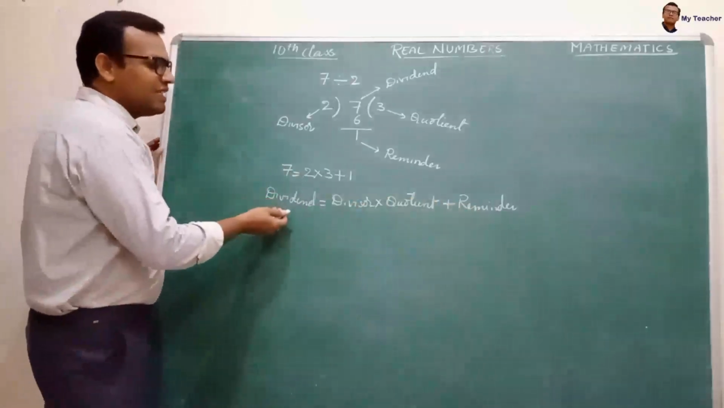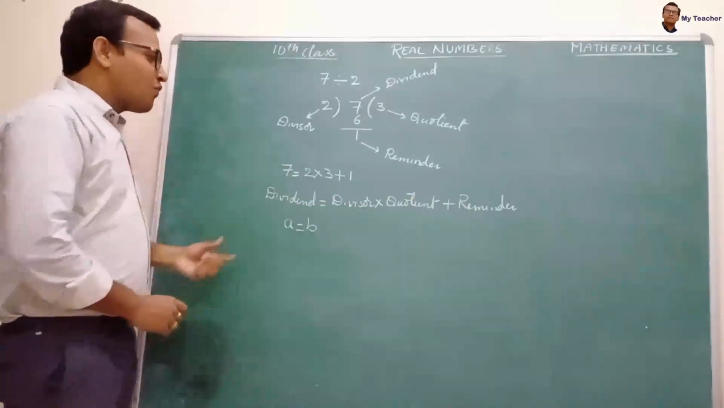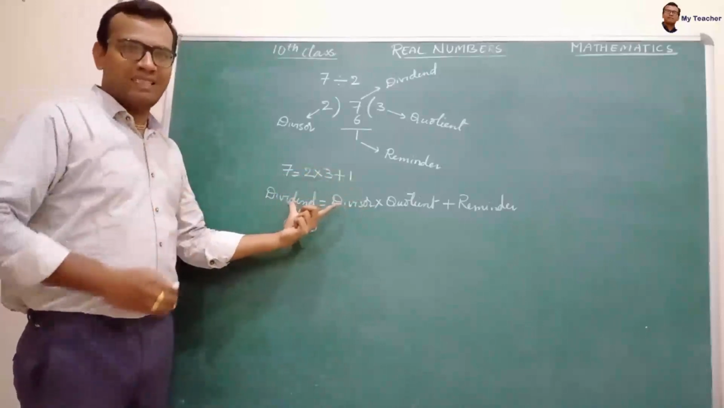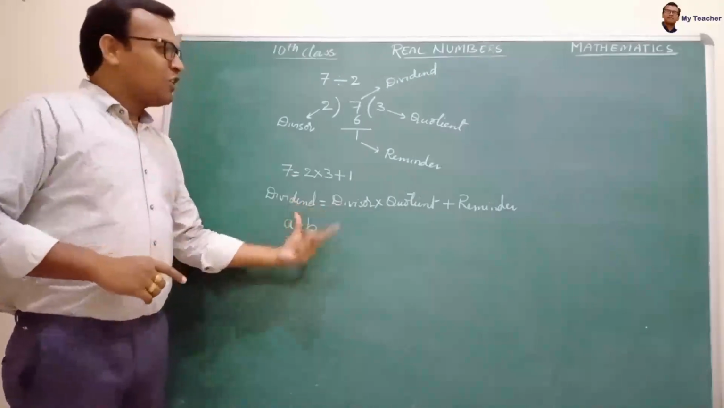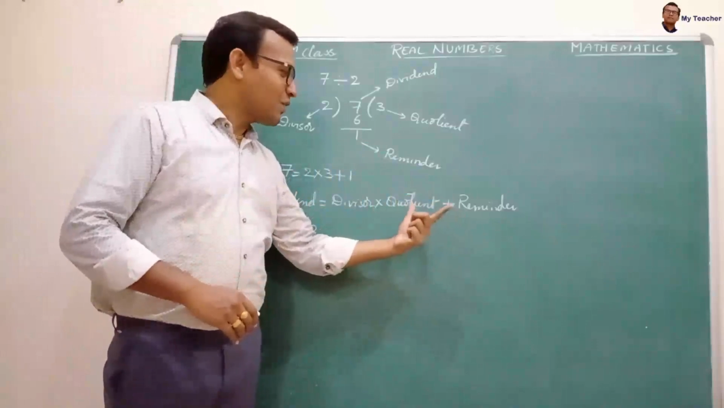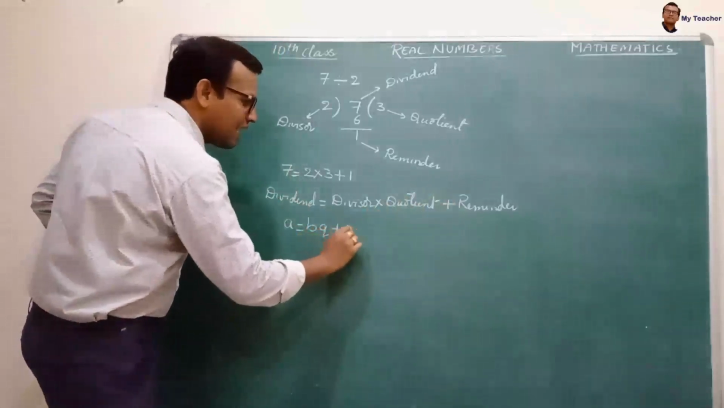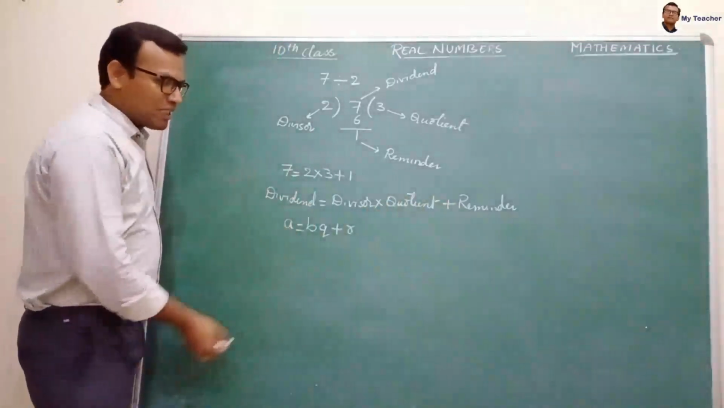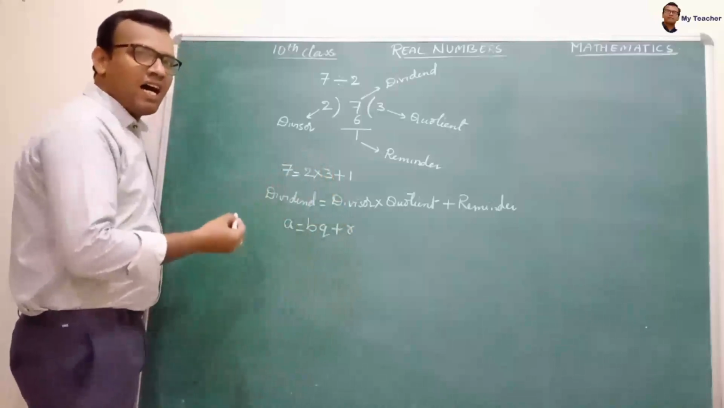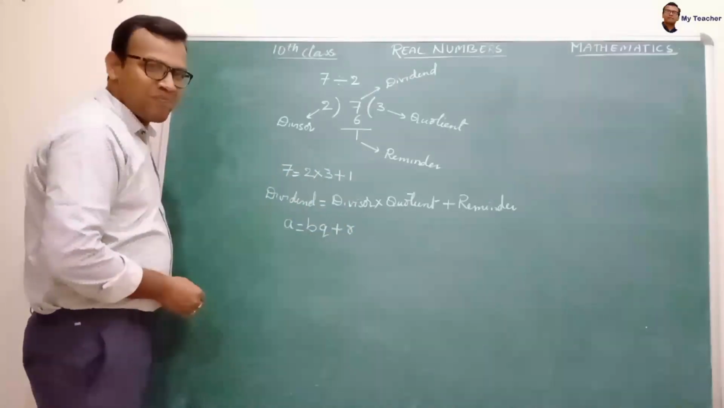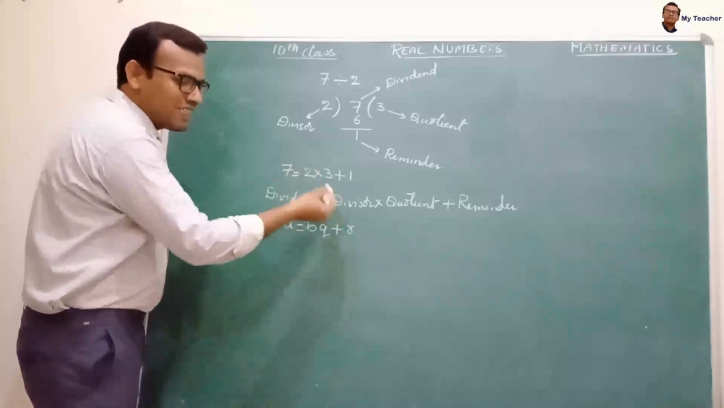Let us assume dividend as A and divisor as B. So for any two numbers or integers like A and B, dividend and divisor, we can find two more numbers or integers like quotient and remainder, and let us name them as Q and R. So dividend is equal to divisor into quotient plus remainder, where A and B are any two integers, dividend and divisor, and Q and R are integers called as quotient and remainder.